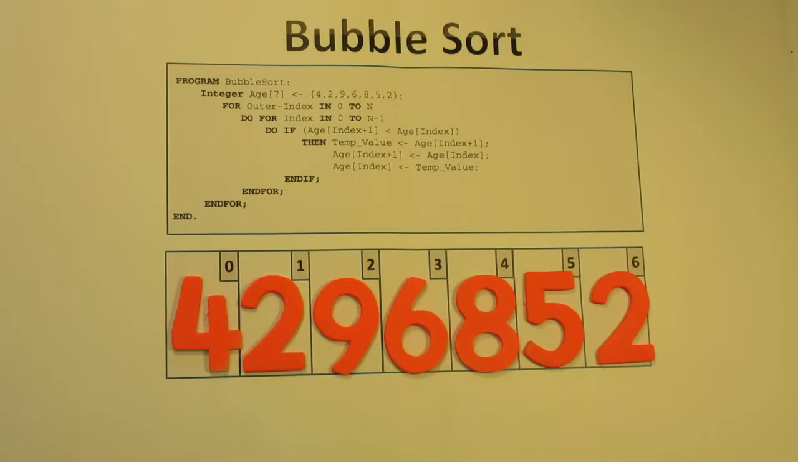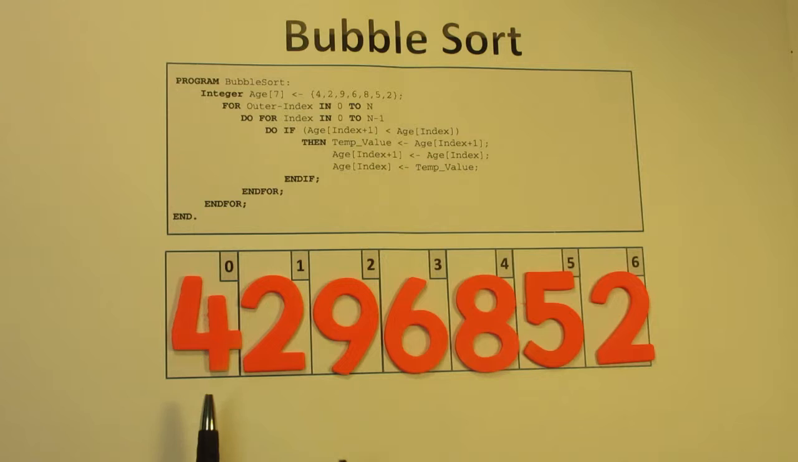We can see as a human being that the order is 2, 2, 4, 5, 6, 8 and 9, but if there's 10,000 elements in the array, it would be a little bit more difficult to do as a human being. The easiest way algorithmically to do it is as follows. It's called BubbleSort. And it works like this.